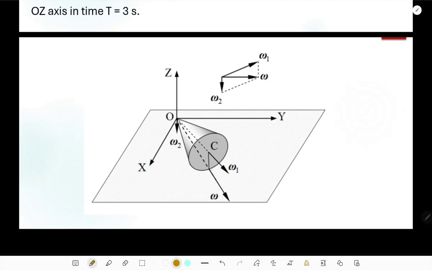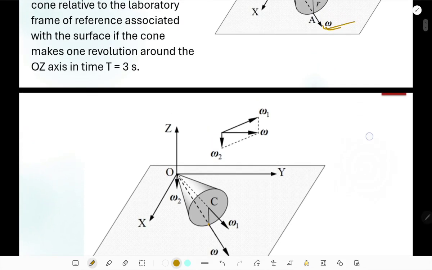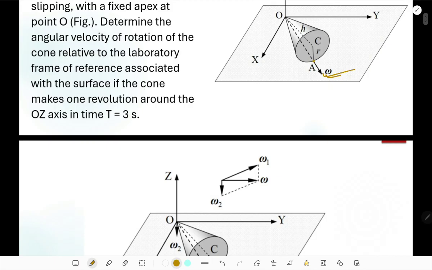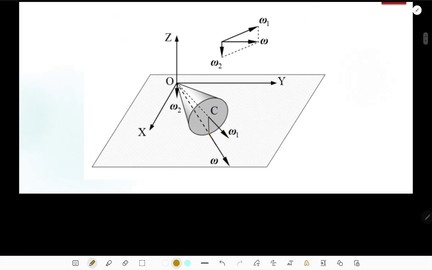You know what this point is? This name is A. What is this A? Well, A is the point of contact of the cone with the horizontal surface on which it is purely rolling. This is point A. And this point A is at rest with respect to the ground, because this is the required condition of pure rolling.